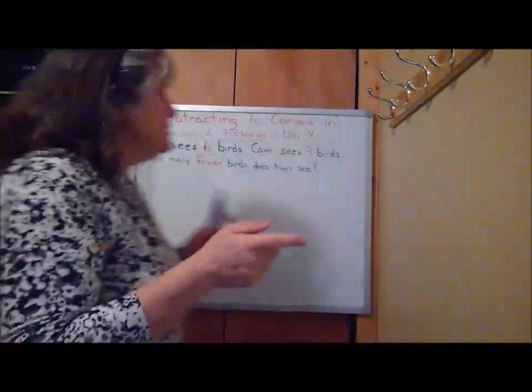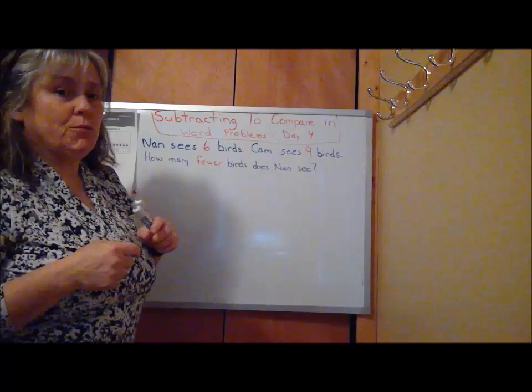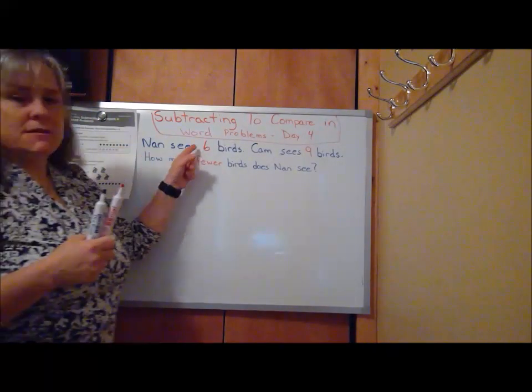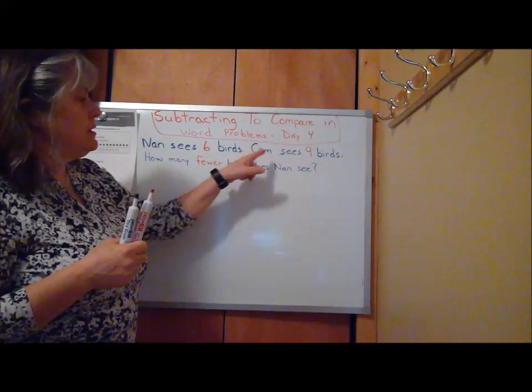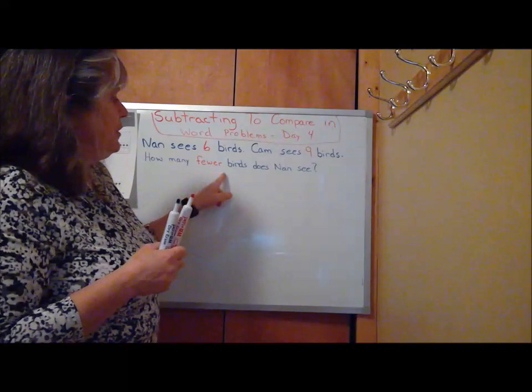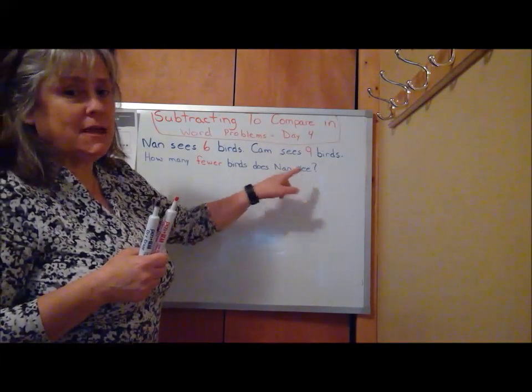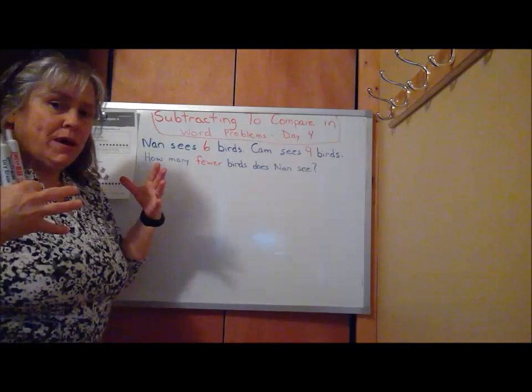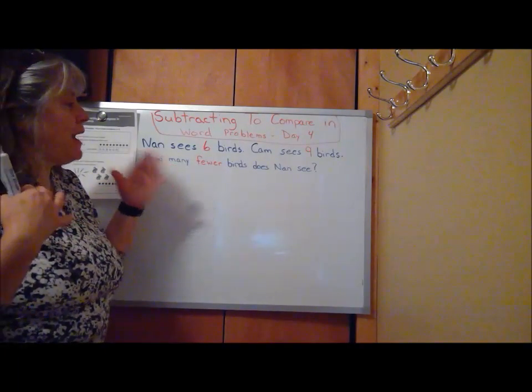All right, so we are still subtracting to compare in word problems. So let's read the problem. Nan sees 6 birds. Cam sees 9 birds. How many fewer birds does Nan see? So first of all, let's think about this for a minute. Subtracting means taking away, right? So we're going to do some subtracting.